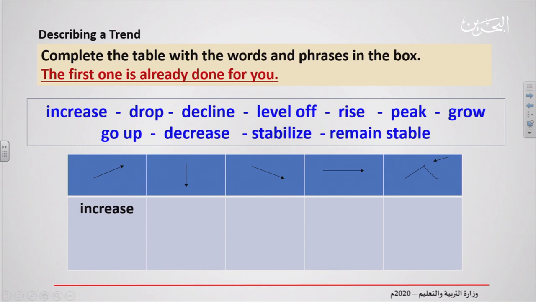Now, you have a number of verbs that describe trends. I want you to classify them into 5 categories. Number one is done for you. This is increase. Okay, I want you to do the rest within 2 minutes.